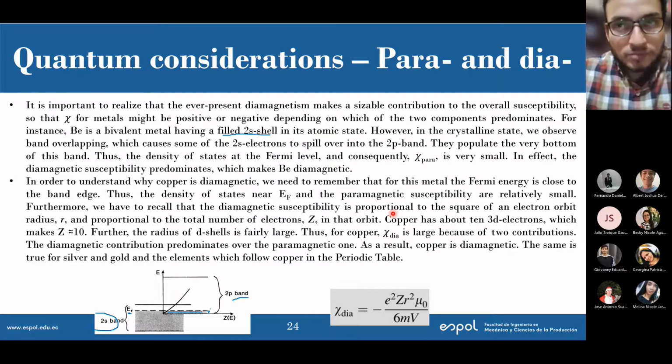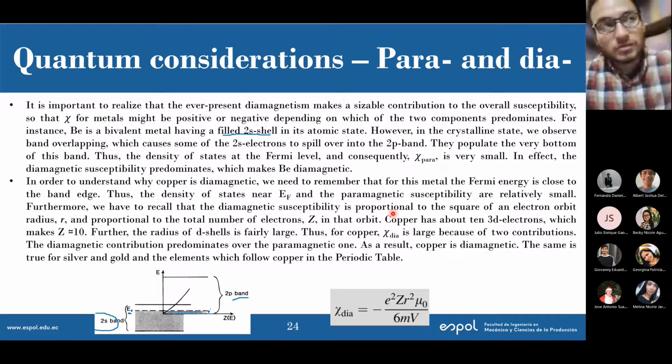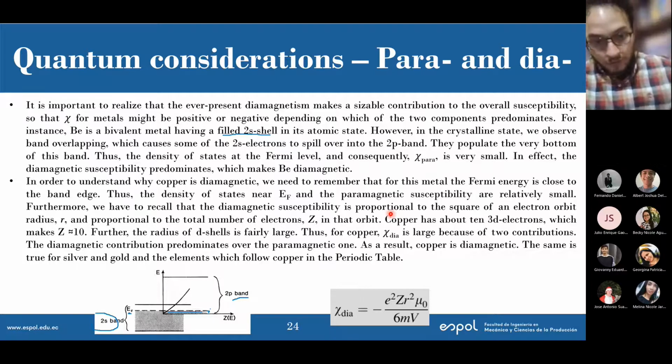So we have a diamagnetic contribution dominating over the paramagnetic contribution, and that also applies, sorry, for silver, for gold, and for all other elements that, if you look at the periodic table, follow copper.